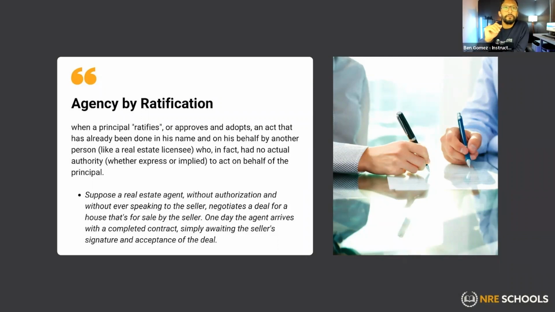Let's do an example. Eugene, you're selling your house. Eugene says to Ben, me and Eugene go way back, hey, Ben, if you can bring an offer for like $600,000, I think I'll sell. So we have no written agreement. I'm out there talking to another friend, Carmen, who's looking to buy a house. I say, hey, Carmen, I got a friend who wants to sell a house for 600,000. Carmen wants to buy it.